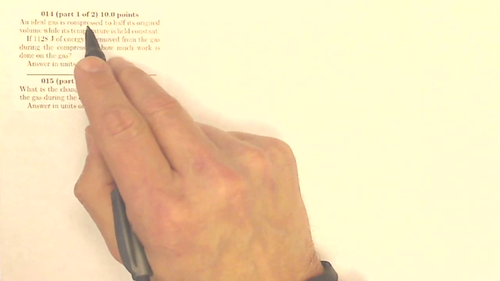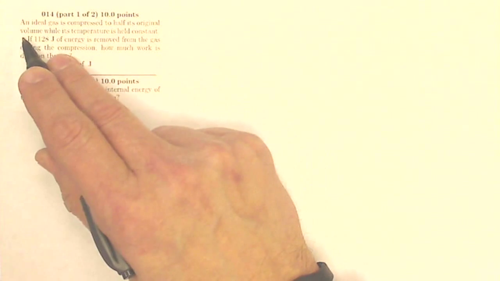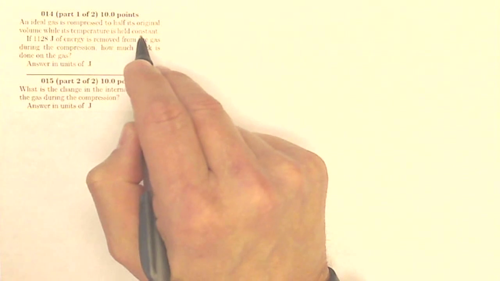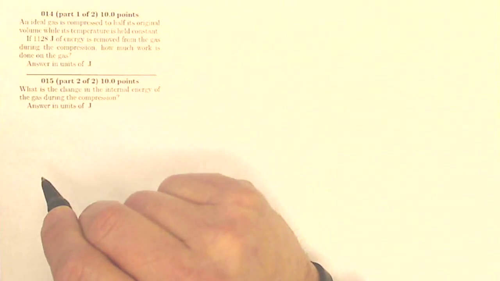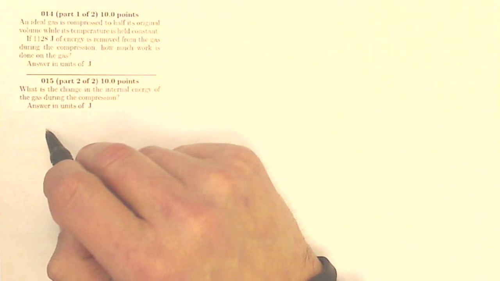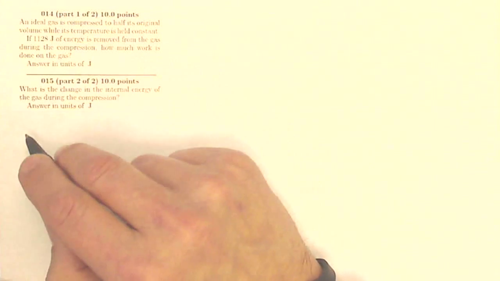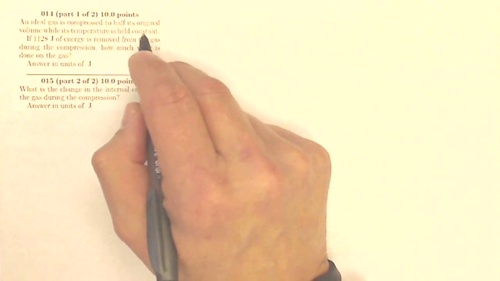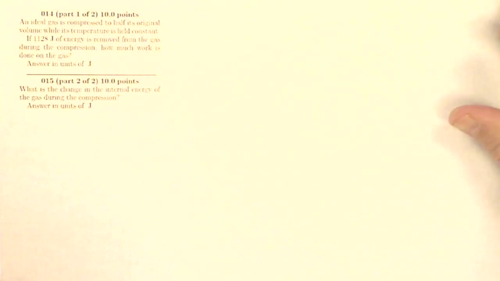An ideal gas is compressed to half its original volume while its temperature is held constant. Wow, that doesn't give me much. It doesn't tell me what the volume is. It doesn't tell me how much of the ideal gas I have, so I don't know N, I don't know P, I don't know V. All I know is the temperature is held constant. This sounds like a tough problem.